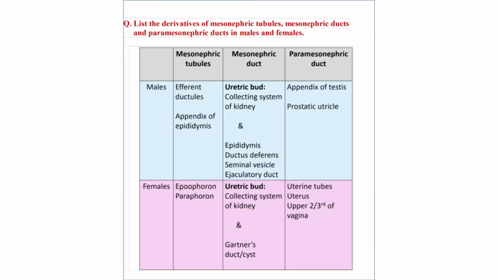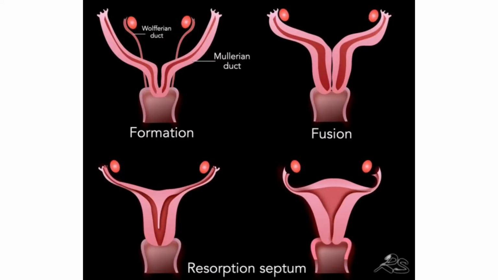So here is the table, and here in the table we can see that the paramesonephric duct was present in males and females, and in females it leads to the development of the uterine tubes, the uterus, and the upper 2/3 of the vagina. The mesonephric duct in both males and females helps to form the ureteric bud, the collection system of the kidney. But in males it also helps to form the SEED mnemonic, which is the seminal vesicles, epididymis, ejaculatory duct, and ductus deferens.